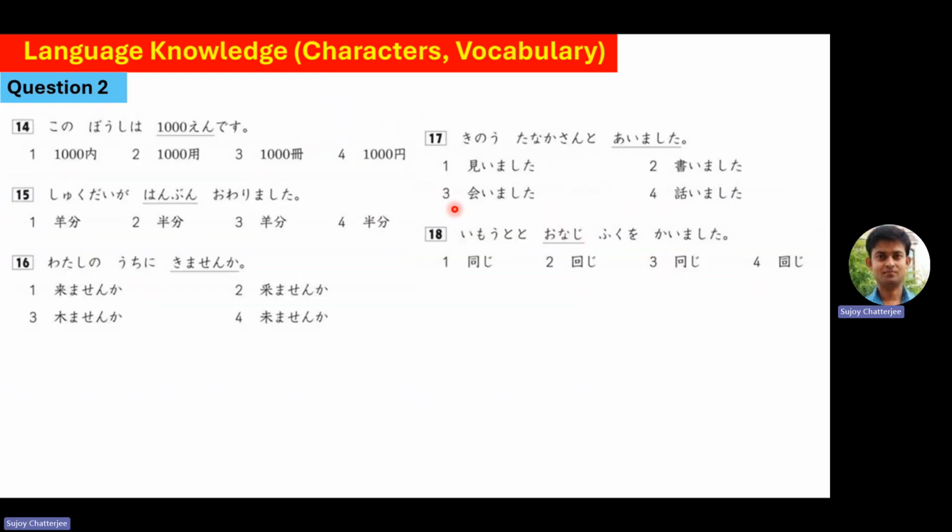So we have discussed 3 questions of this second question type from 11 to 18. We have discussed 11, 12 and 13, and these are the remaining questions of this question 2: 14, 15, 16, 17, 18. So you can try on your own. You can pause the video here and try to answer these questions. We will not look into all these now.